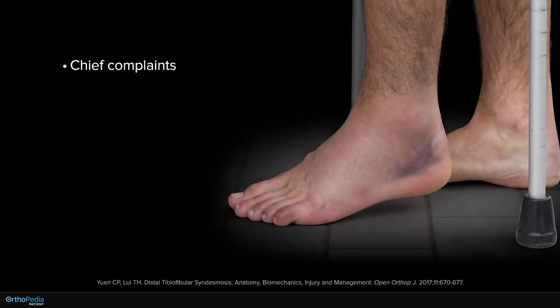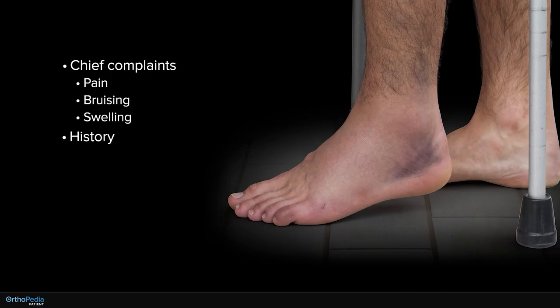Those who have suffered an ankle fracture often complain of pain, bruising, and swelling. There may be a noticeable deformity to the ankle joint, and they may be unable to bear weight on the injured leg. When seeking treatment with a healthcare provider, they will ask questions about how the injury occurred, if there was any prior evaluation, and details about your medical history.